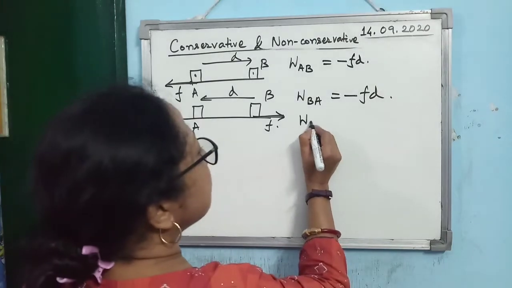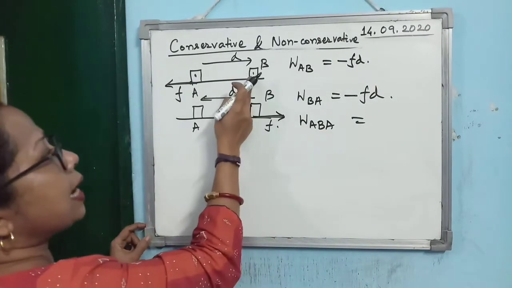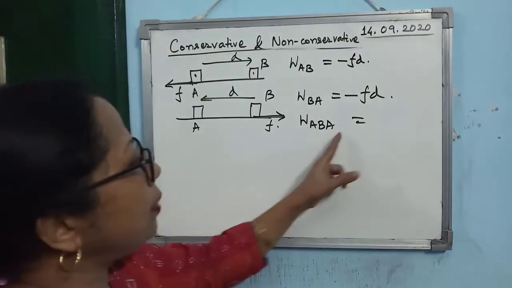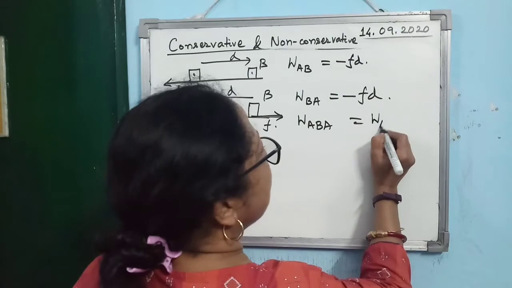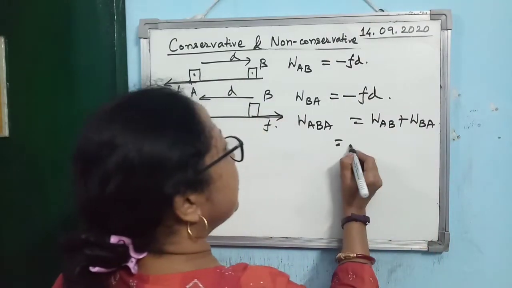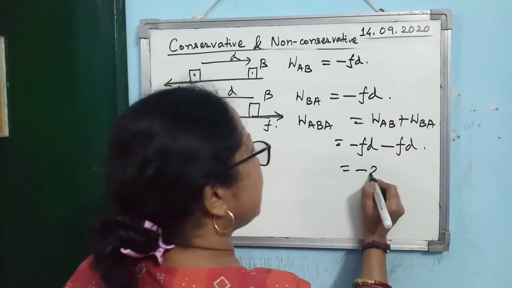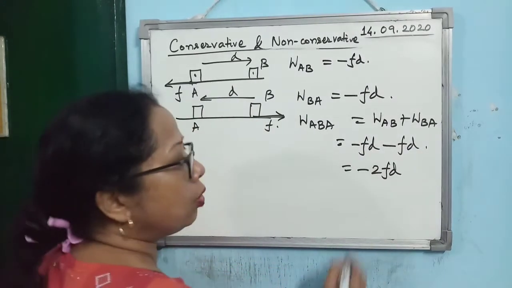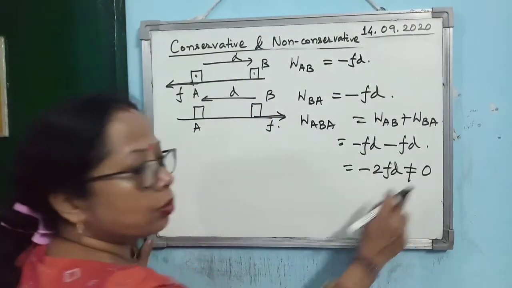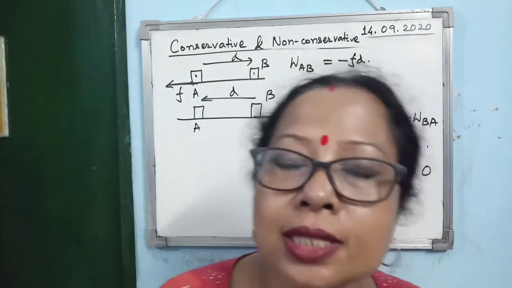So if you consider the cyclic path, means A to B and then again B to A. This is the cyclic path. So what will be the work done? It will be W_AB plus W_BA. Now W_AB is minus FD, W_BA also minus FD. So you see, you are not getting 0, you are getting minus 2FD. So the work over the cyclic path is not equal to 0. So frictional force is a non-conservative force.